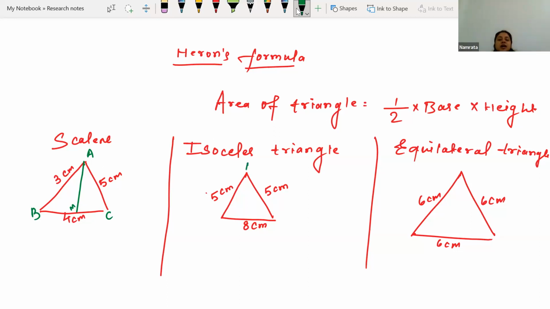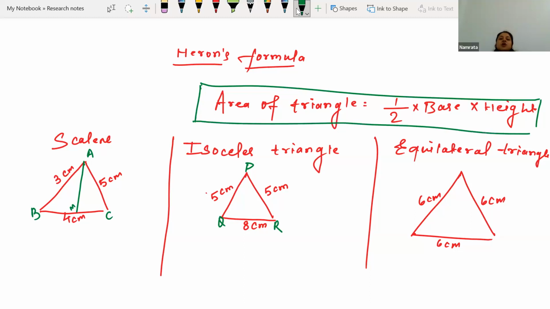For the isosceles triangle, if we have a triangle PQR, here also for finding the area we need base and height. Till now we have not discussed any new formula, magical formula. We have our older formula in hand, that is 1 by 2 times base into height. According to this formula, for finding the area, we need base and we need height. Let's drop the height. Let's name it PN. Now we need to find the height PN.